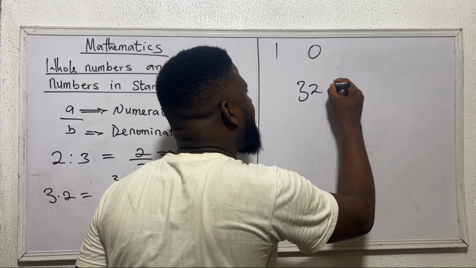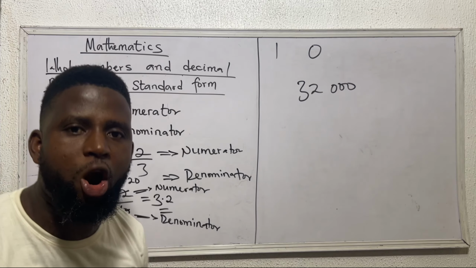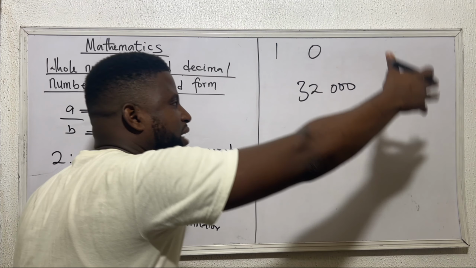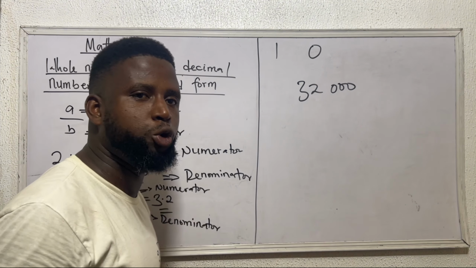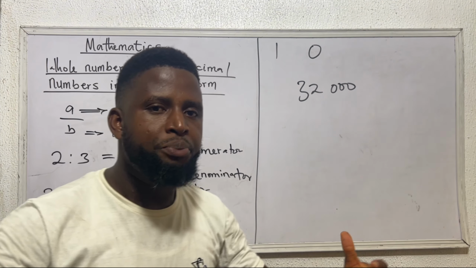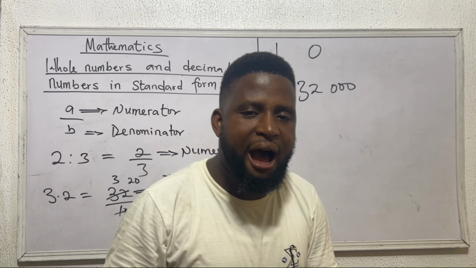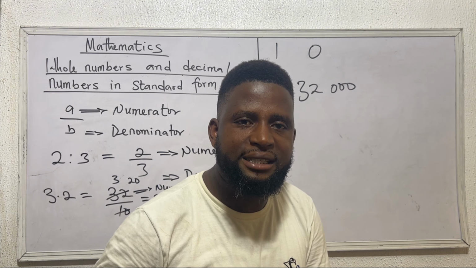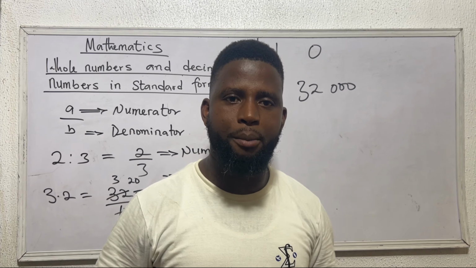We have 32,000, for example. 32,000 is also a whole number. It has no decimal numbers attached to it, and is also not expressed in form of ratio. So any number that is without fraction, that is, it does not have any decimal numbers attached to it, neither is it expressed in form of ratio, is called a whole number.